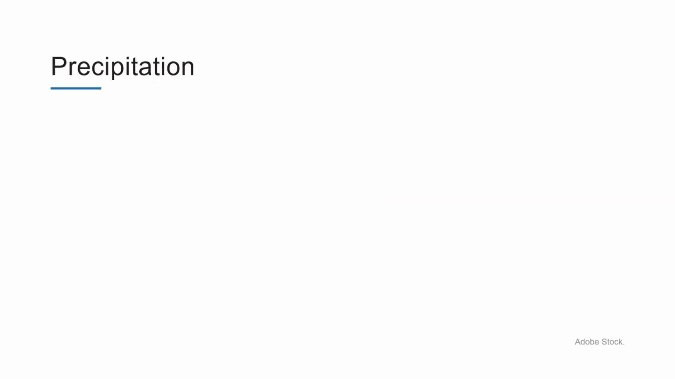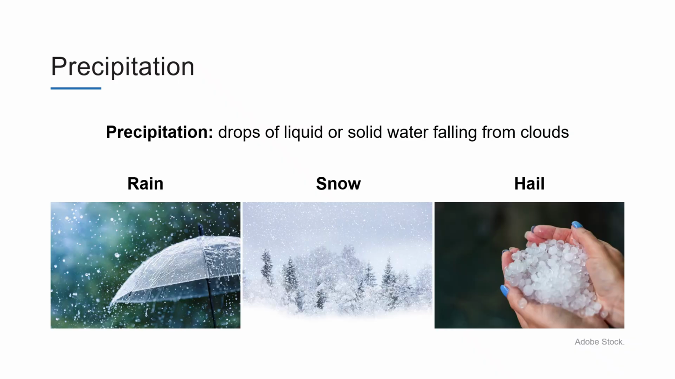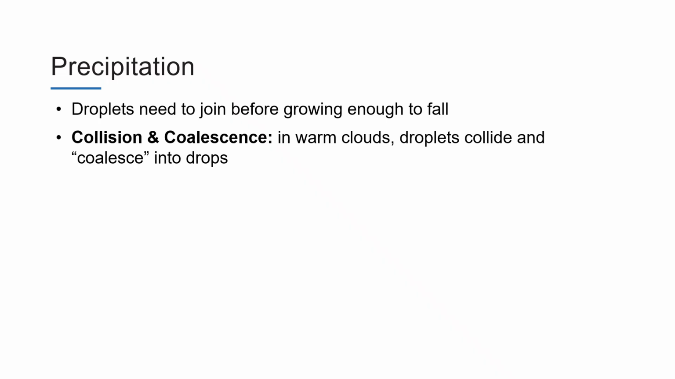And so lastly, we have precipitation, which refers to drops of liquid or solid water falling from clouds. And examples include rain, snow, and hail, which are like little ice pellets. And so condensation into clouds is not enough to form precipitation. The tiny droplets of water need to join together to be able to fall, or else they just get blown around by the movement of air. So this happens in a couple ways. In warm clouds, droplets will collide and then form a bigger drop. So this is called coalescence.